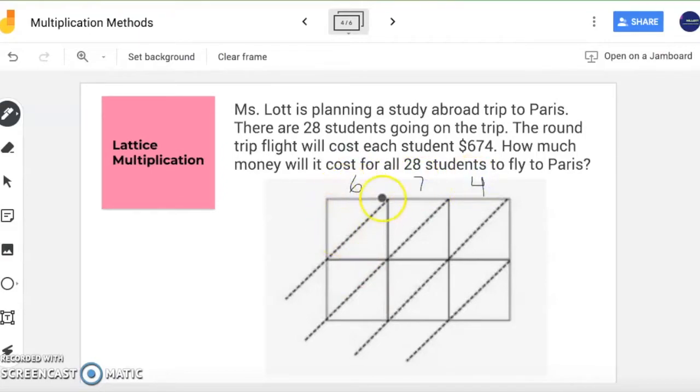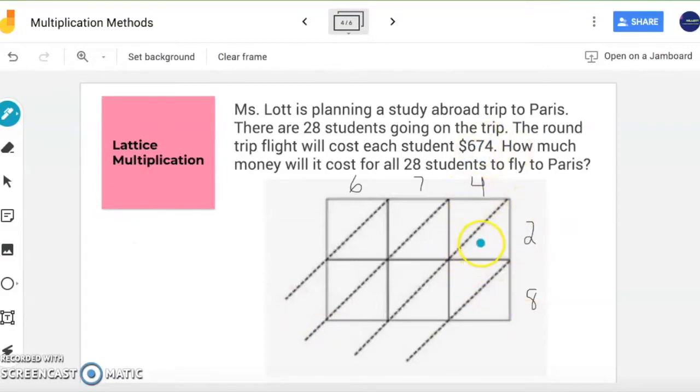So notice I put one box at the 6, one box has the 7, and the other box has the 4. I'm going to do the same here for 28. I'm going to separate the 2 and then the 8. Now what's interesting here, what we're going to do is follow the same type of idea as we did in the last problem.